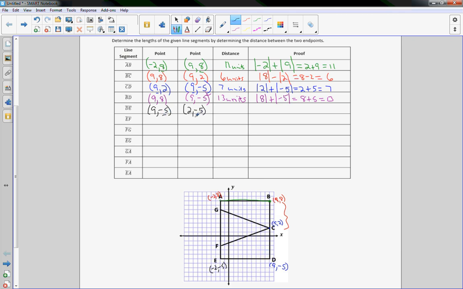Oh, I'm sorry, the -5 and the -5 are the same. 9 and -2 are opposite signs. So I'm going to add the absolute value of 9 plus the absolute value of -2, which equals 9 plus 2, which equals 11. So this is 11 units.